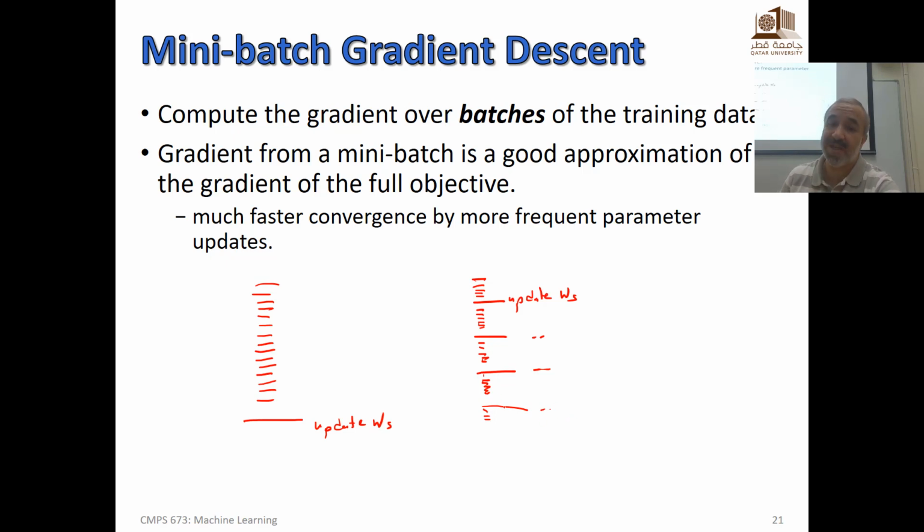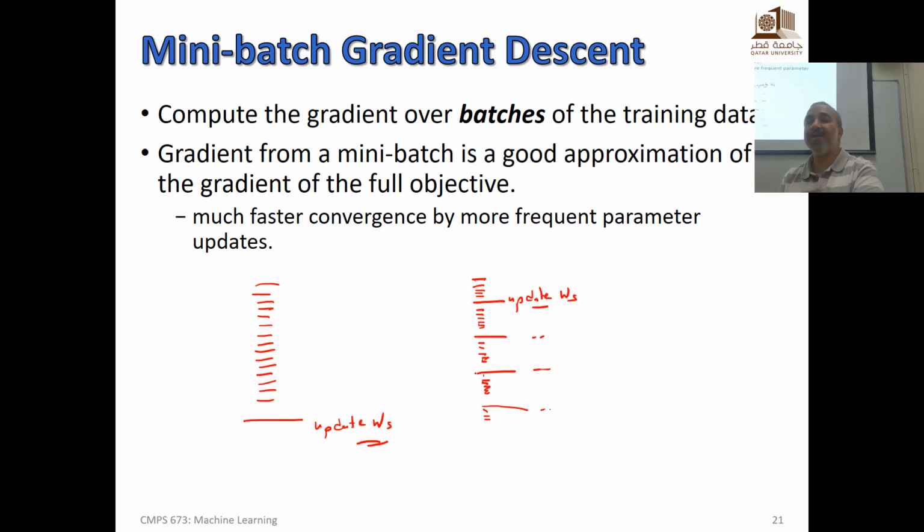What is the difference between this and that? The difference is that here we update the model much more frequently than here. So we might converge faster here, and we might not actually need to go through all the data. Okay, you got it now? Any other questions?